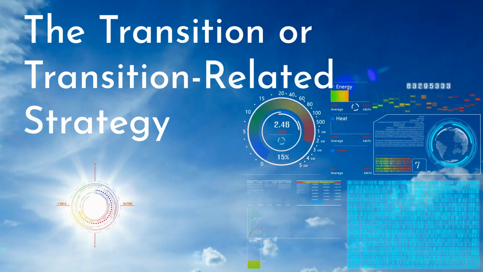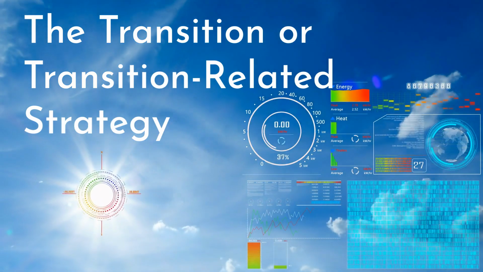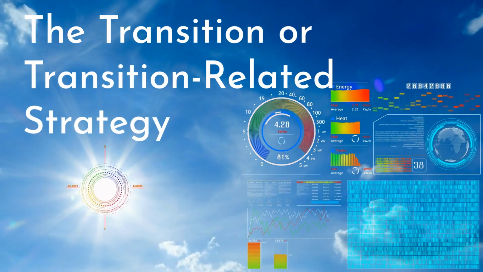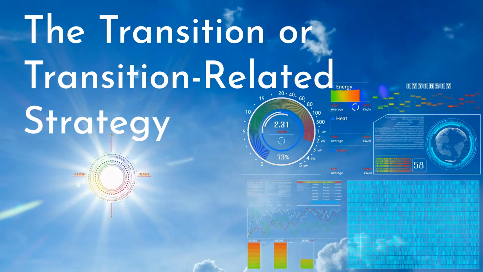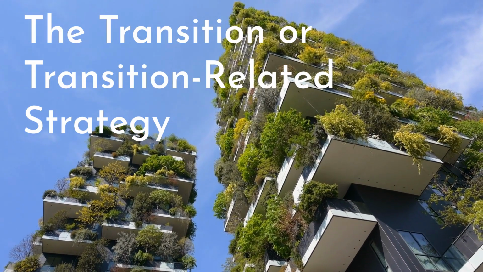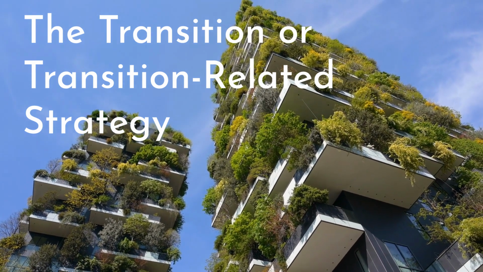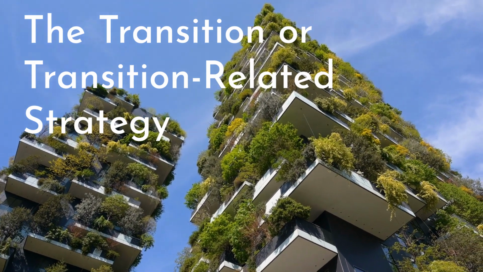The transition-related strategy focuses on companies that support or facilitate environmental transition and just transition. It aims to invest in entities playing a role in the transition to a more sustainable economy. Fund managers will identify companies that help traditional industries adopt greener practices, transition to cleaner technologies, or promote inclusive and fair transitions for affected communities.